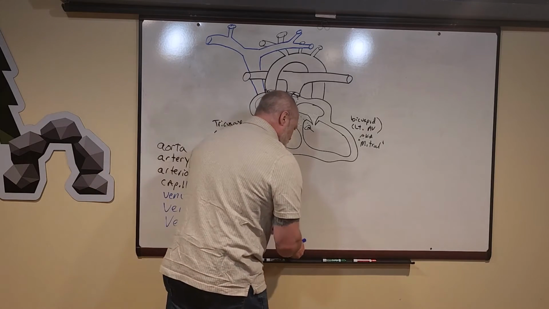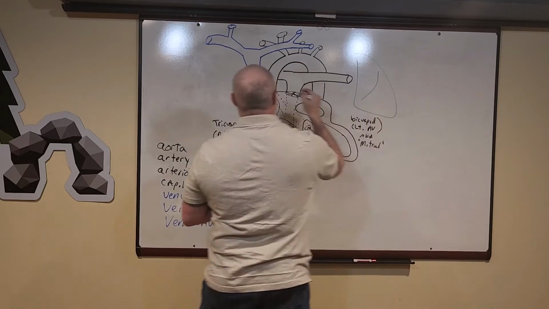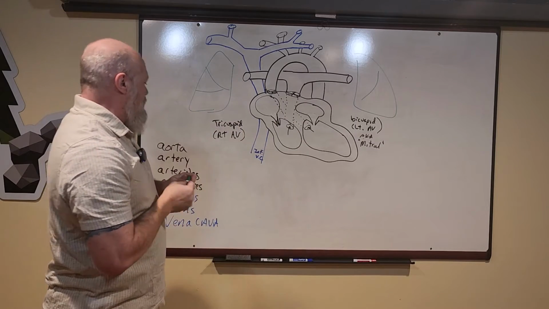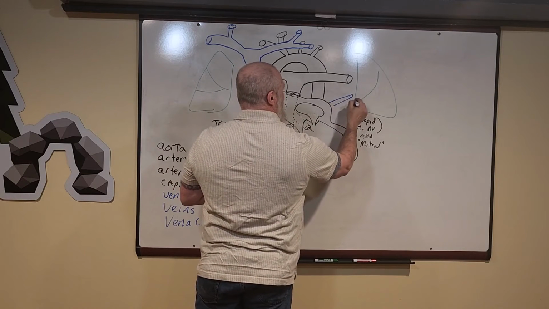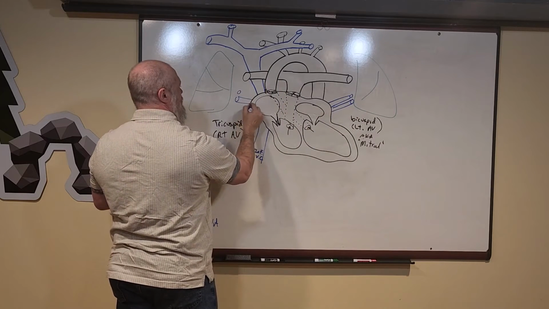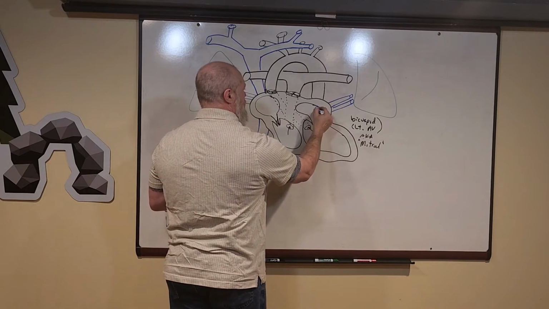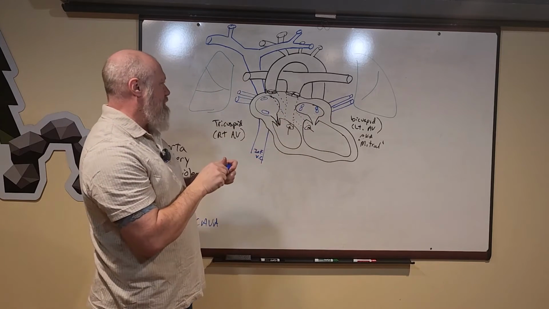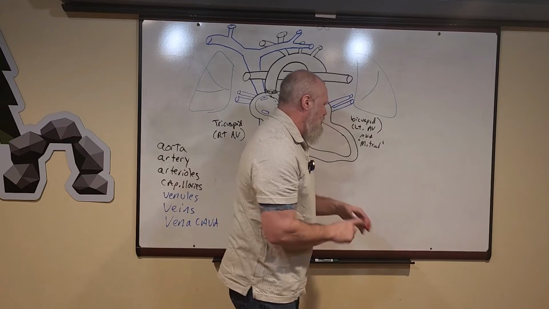Now, let's do lungs in green. So I got my lung over here. I got my lung on the right. Coming back from the lungs to the left will be a set of pulmonary veins. And then behind the body of the heart will be the pulmonary veins from this side. And they're going to end up here in the left atria.